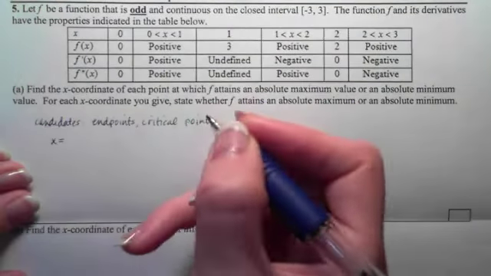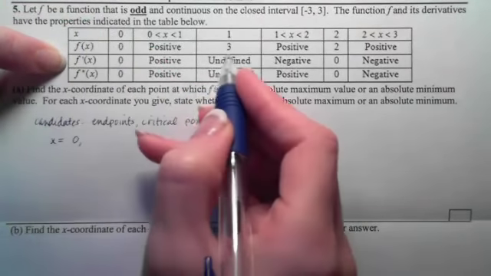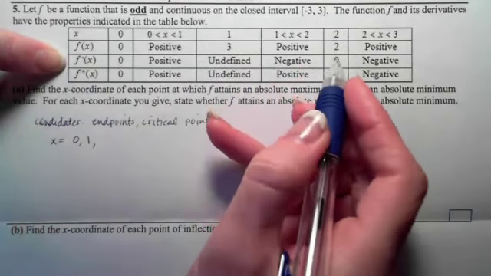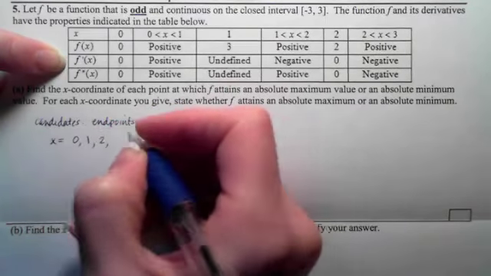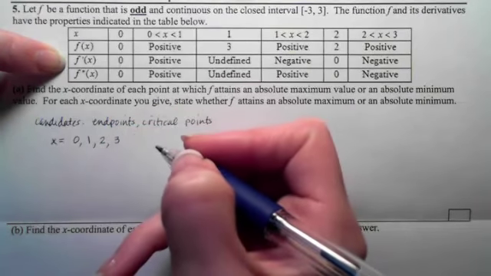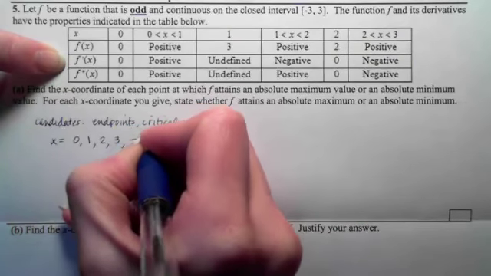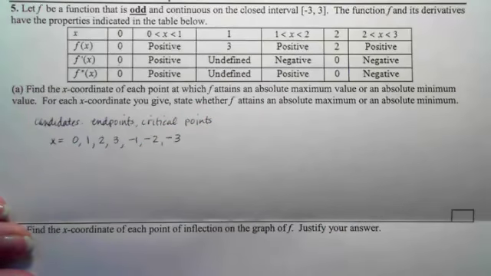So my candidates are going to be 0 because the derivative is 0. It's going to be 1 because the derivative is undefined. It's going to be 2 because the derivative is 0. And it's going to be 3 because that's an endpoint. Because it's odd, I'm going to get all those same values, only they're opposites. So if we have evidence that we are considering those values as possible criteria for absolute maxes and mins, then we would get our first point for considering the candidates.